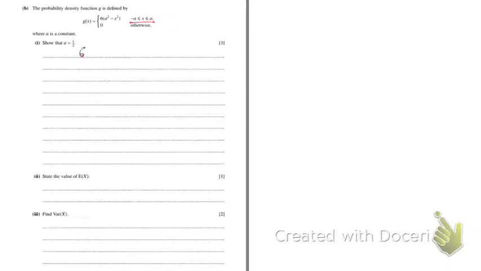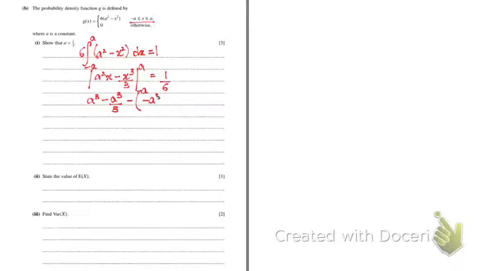So we know that the area under the curve is 1, so 6, integrating from minus a to a, a squared minus x squared dx, and the area is 1. So when you integrate it, this will become a squared x, this will become x cubed upon 3, from minus a to a, equals 1 upon 6. Right, start plugging in values, so this will become a cubed minus a cubed upon 3, minus, minus a cubed minus a cubed, and plus a cubed over 3, equals 1 upon 6.